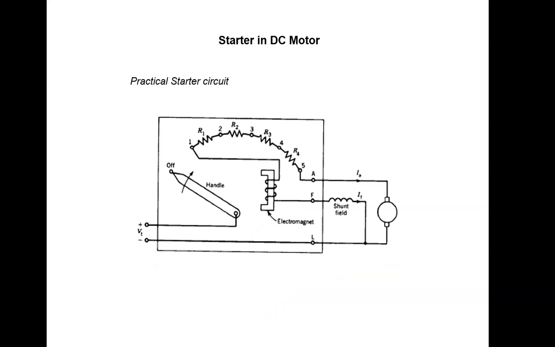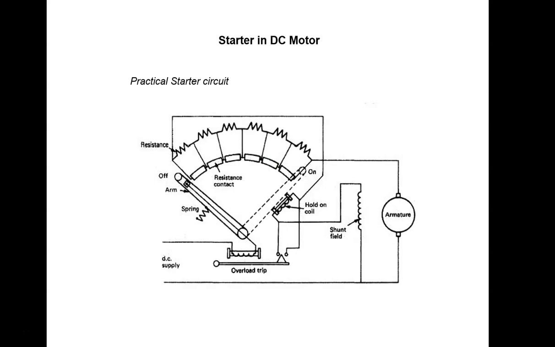This is one example of a practical starter circuit. This diagram is taken from your textbook, PC Sen. It consists of a handle with resistors R1, R2, R3 and R4 connected in series with the armature circuit. As the handle moves from position 1 to 2, 3, 4 and 5, the value of the resistance in the armature circuit reduces. The electromagnet here is used to hold the handle at position 5.